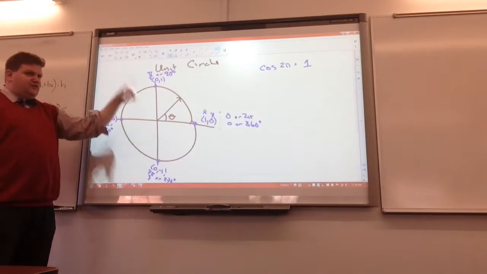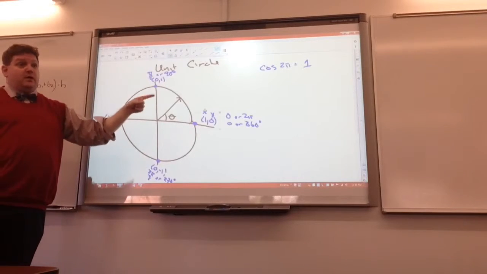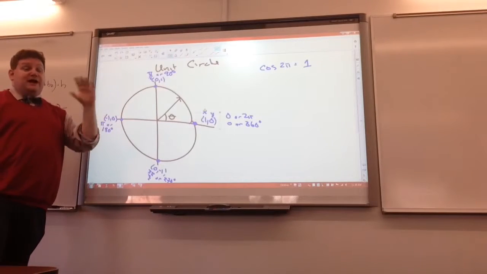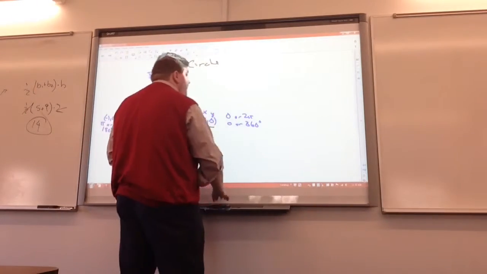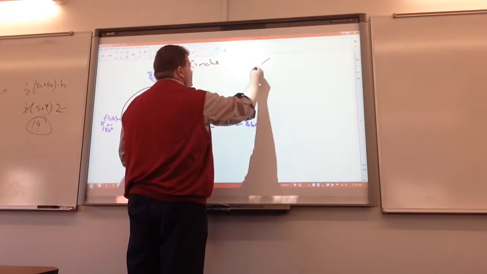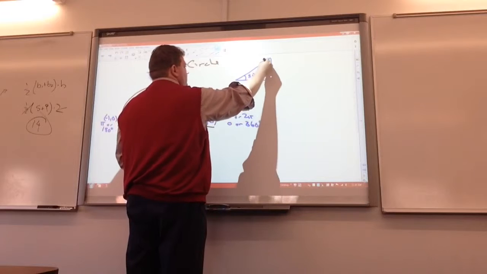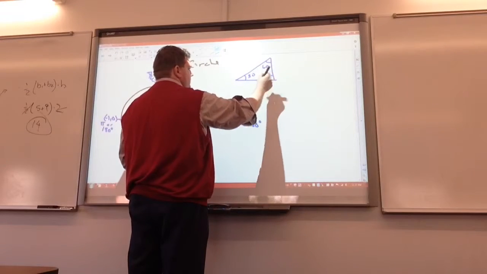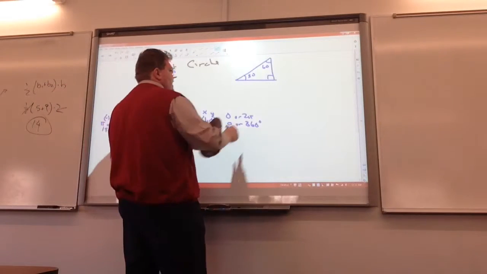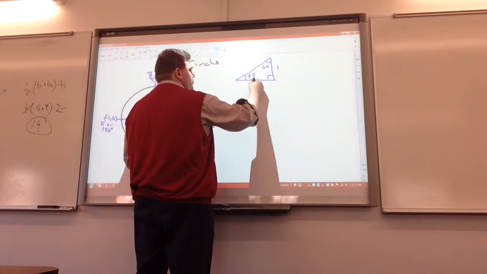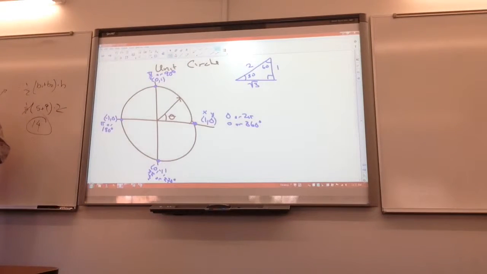Before I go any further and just start labeling points up here, it's good to understand where these values are going to come from. And they're going to come from special right triangles. Specifically, 2 special right triangles. The first one is the 30, 60, 90 triangle. Which, if you remember from geometry, is a 1, root 3, 2. So the sides are in ratio 1, root 3, and 2.